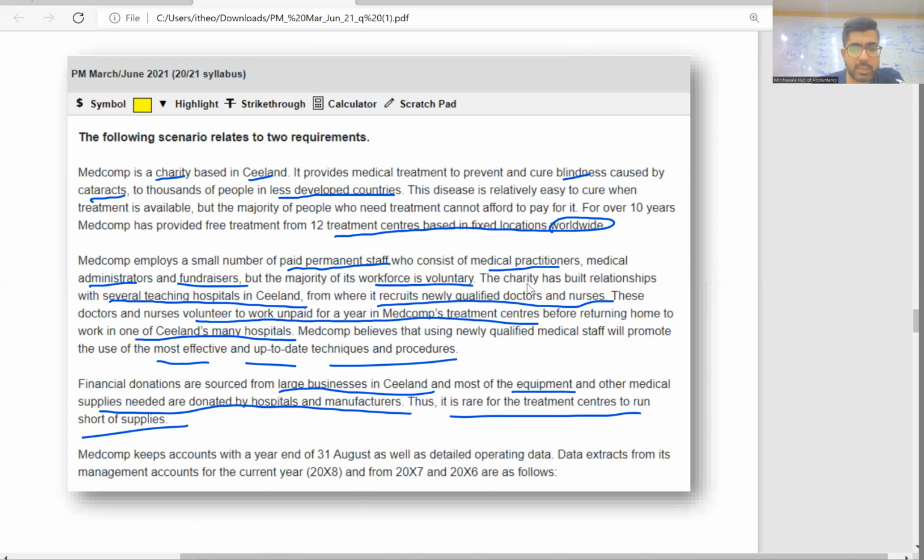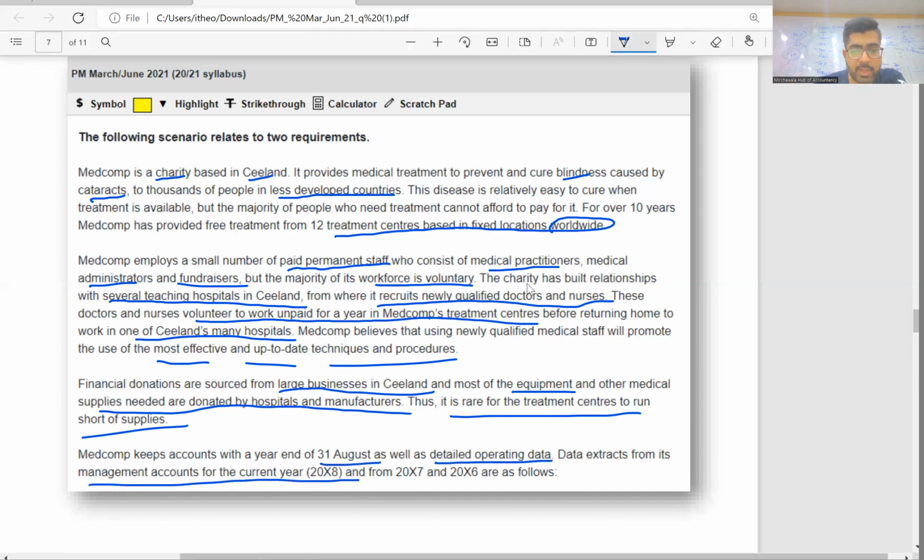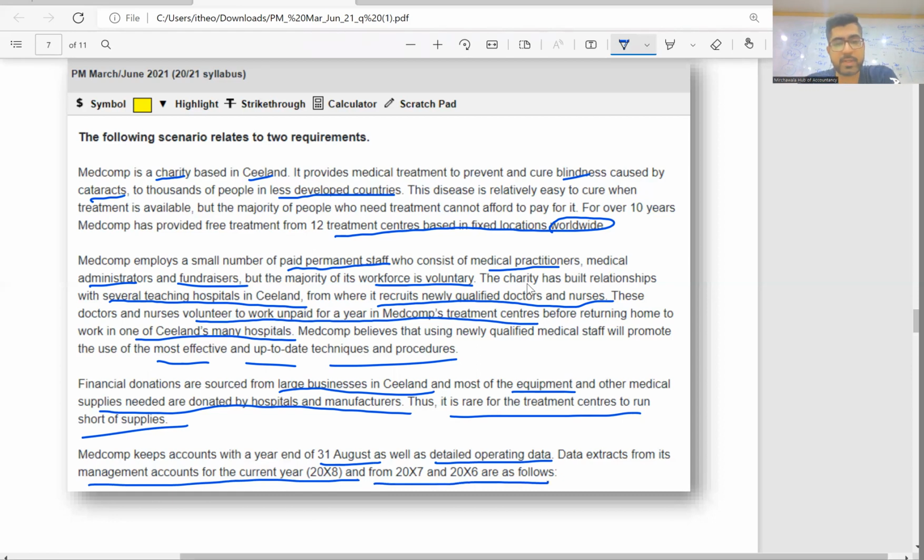MEDCOMP keeps accounts with a year end of 31st August, as well as detailed operating data. Data extracted from its management accounts for the current year and from 2007 and 2006 are as follows. Their year end is 31st August, and the data is given for 2008, 2007 and 2006.